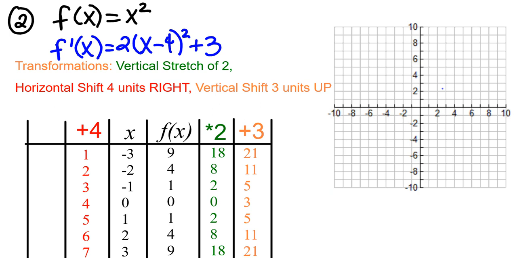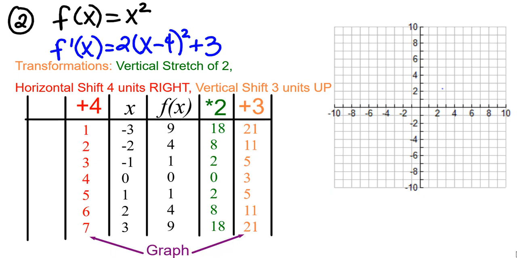So what do we graph? The outermost columns is what's going to make up the coordinates for our parabola. So my points would be at (1, 21), (2, 11), (3, 5), (4, 3), (5, 5), (6, 11), (7, 21).